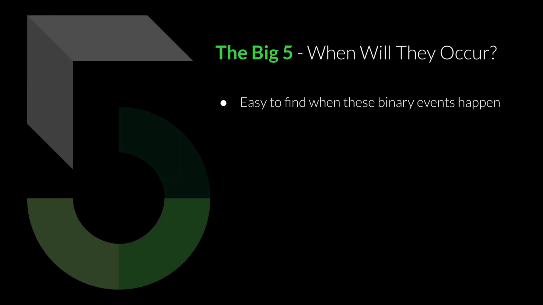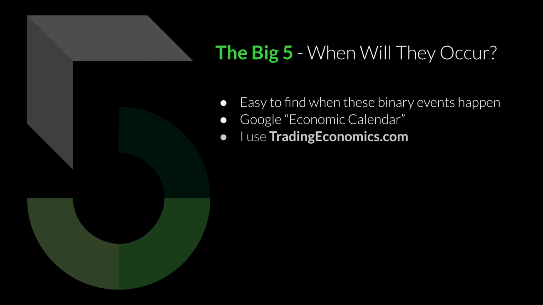Well, it is easy, thankfully, to find out when these binary events happen. They're not like black swan events, which are unpredictable. We actually know when these events will happen. And if you simply Google economic calendar, you're going to find out when they happen by looking at an economic calendar. I prefer tradingeconomics.com. I'm not affiliated with them in any way. It's just something that I find easy to use, and I'll show it to you in just a second.